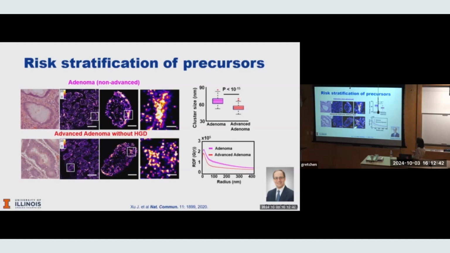This is advanced adenoma, but without high-grade dysplasia. So these are larger tumors, but pathologically they're very, very similar. And when we measure the chromatin compaction level, what we saw is those advanced adenomas have more disrupted structure, which means they're further along in the carcinogenesis process and at high risk.